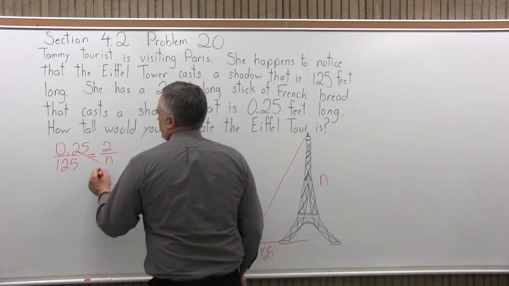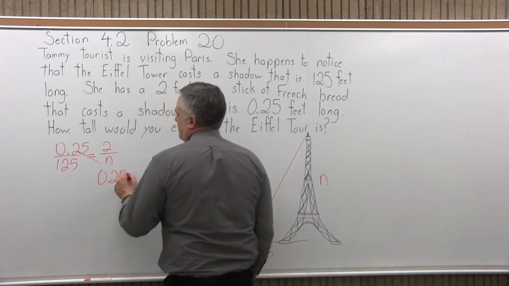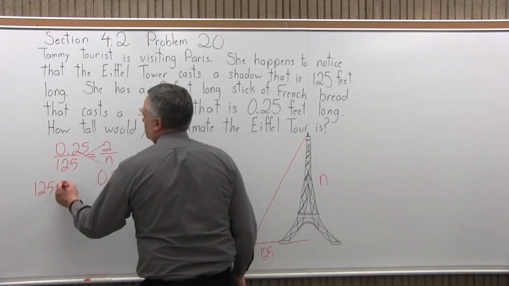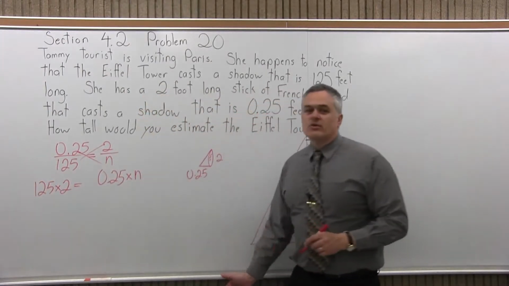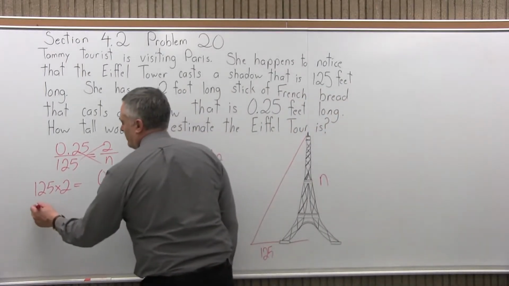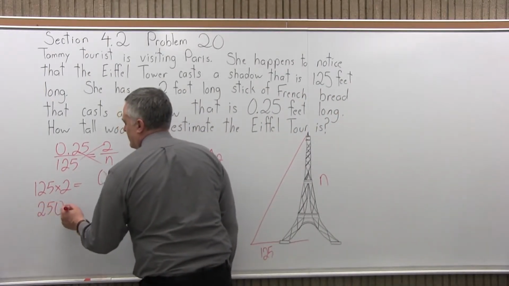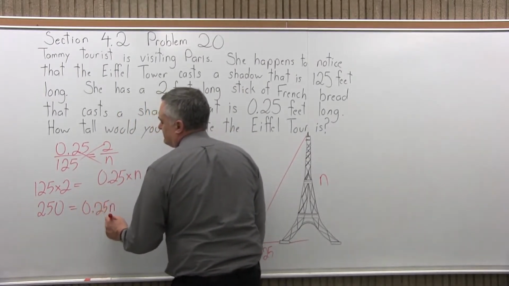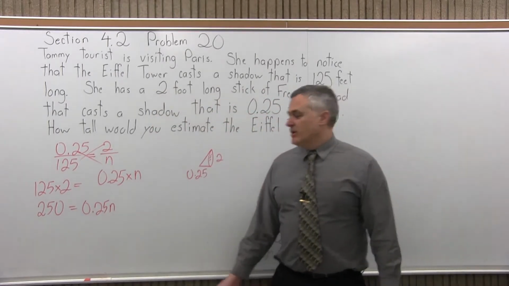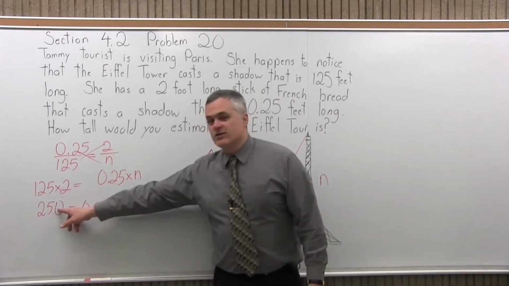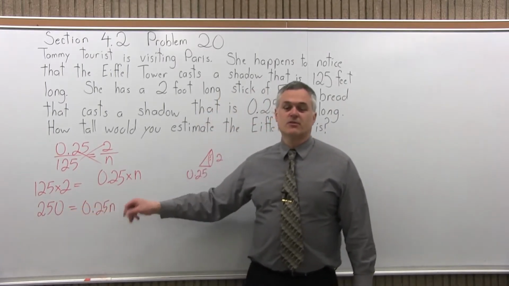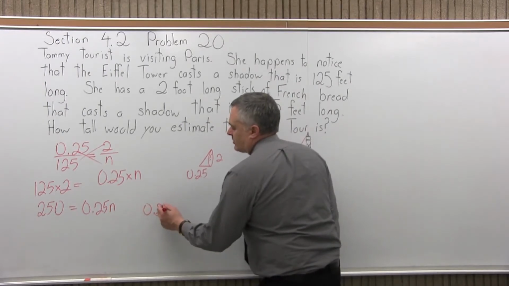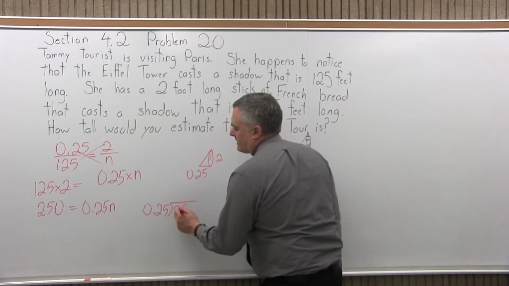So multiply one way, we have 0.25 times n. And multiplying the other way, 125 times 2. And those are equal. So 125 times 2 is 250. Equals 0.25 times n is 0.25 n. And now to find the value of n, the unknown, we can just divide the other side, the 250, by the value in front of the n, the 0.25. So to do that, we do 0.25 divides into 250.